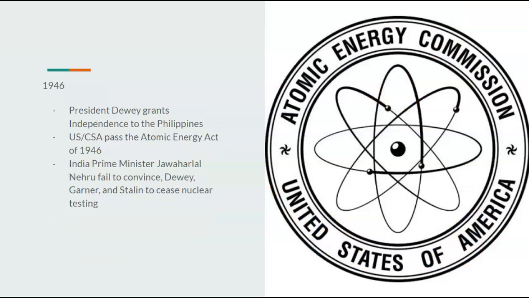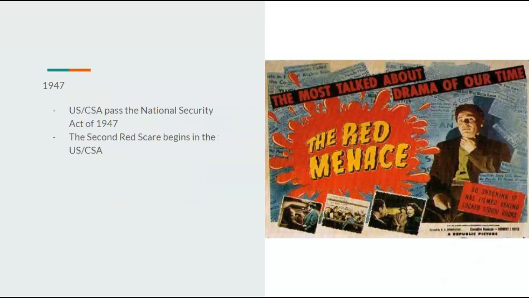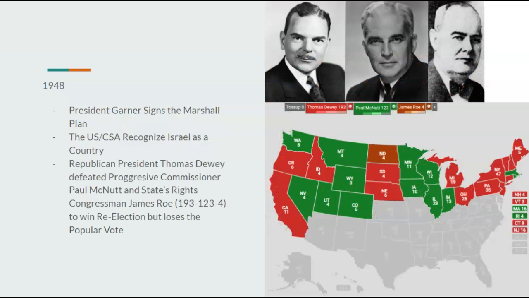In 1946, President Dewey grants independence to the Philippines, so that happens. The U.S. and CSA passed their own versions of the Atomic Energy Act of 1946. And Indian Prime Minister Jawaharlal Nehru fails to convince Dewey, Garner, and Stalin to cease nuclear testing. He comes close with Dewey, but it fails when Dewey realizes Garner and Stalin aren't going to. So his pride. In 1947, the U.S. and CSA pass their own version of the National Security Act, and the Second Red Scare begins across the nations.